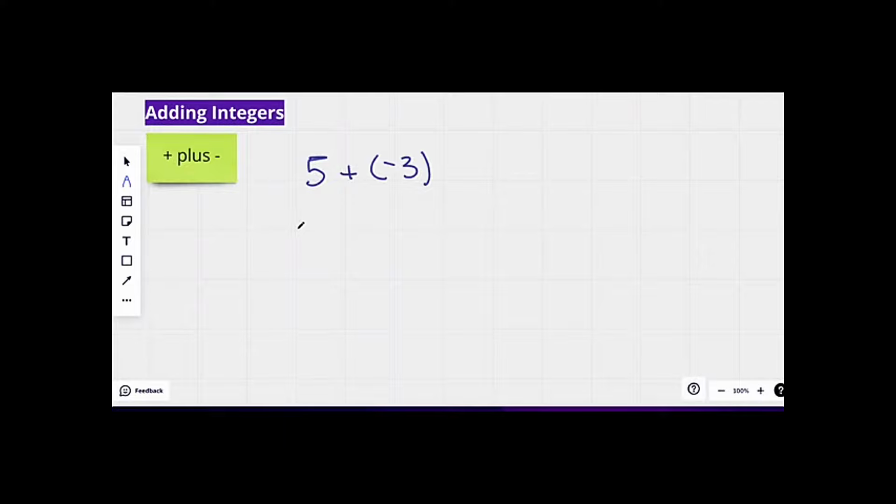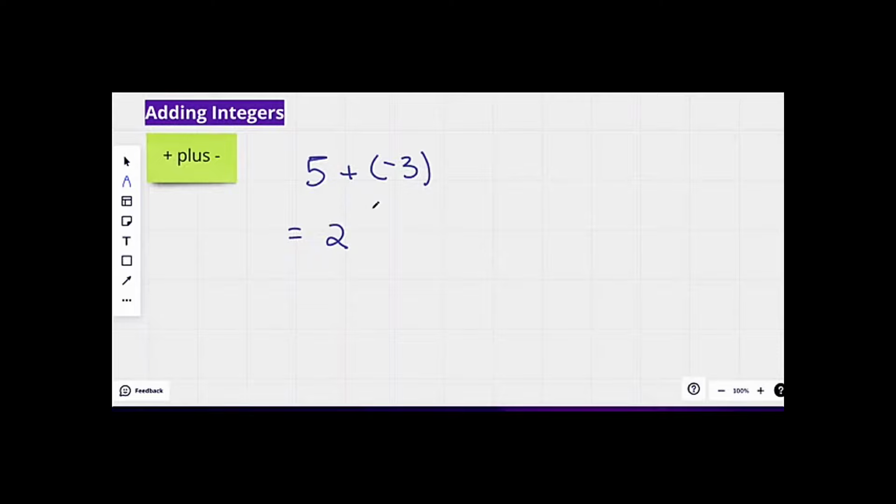So what we need to do is something that everybody knows how to do: we need to subtract. We're like, what? We're adding. Yeah, but we need to subtract. All we're doing at this moment is taking the largest number and subtracting the smallest number. So 5 minus 3 equals 2. Perfect. Okay, that was easy.